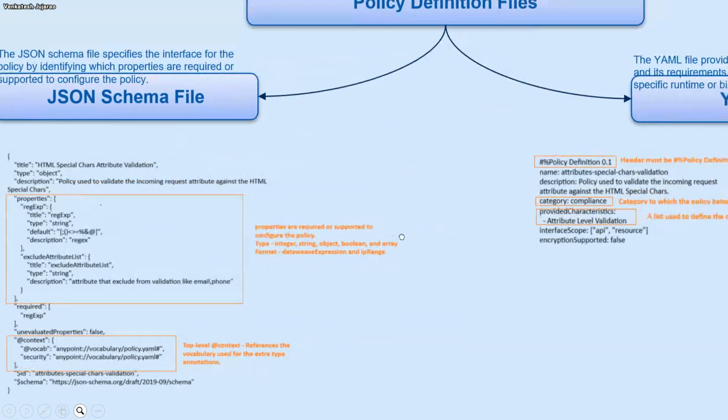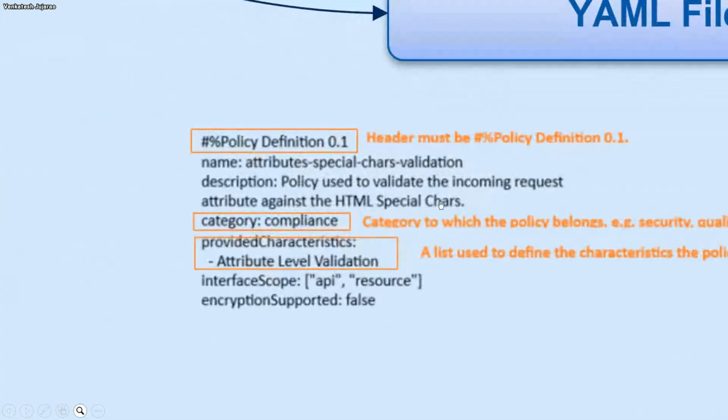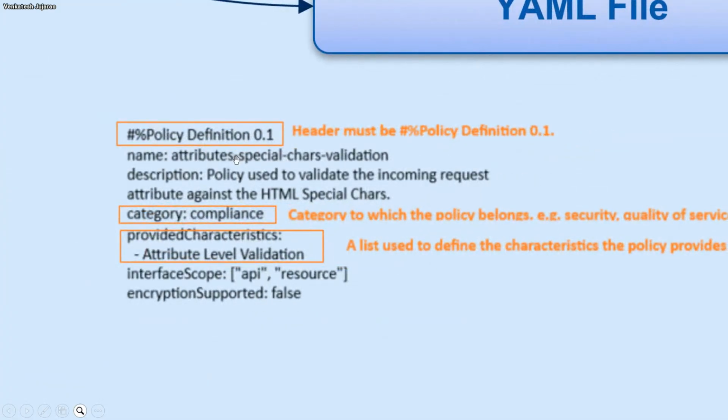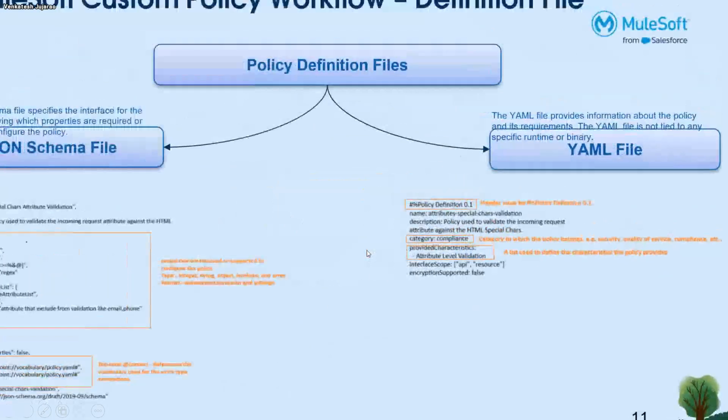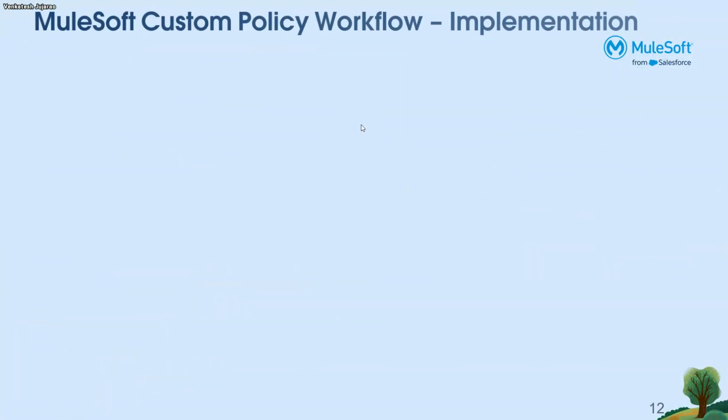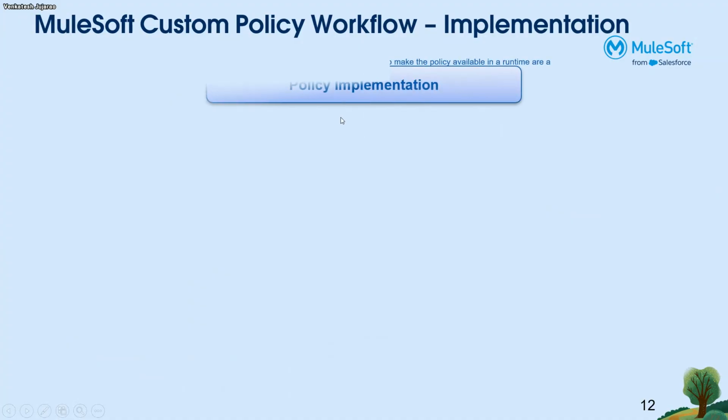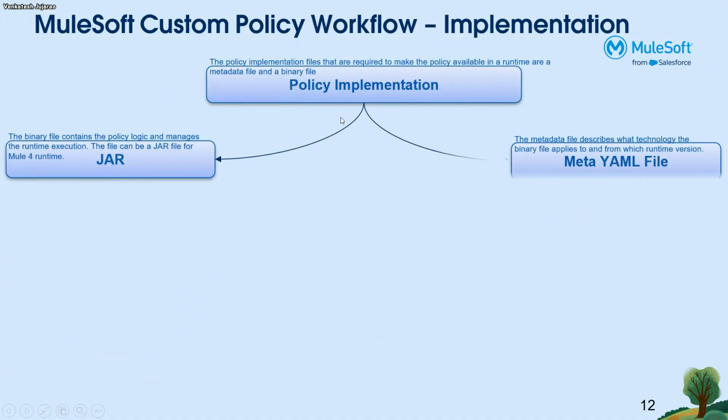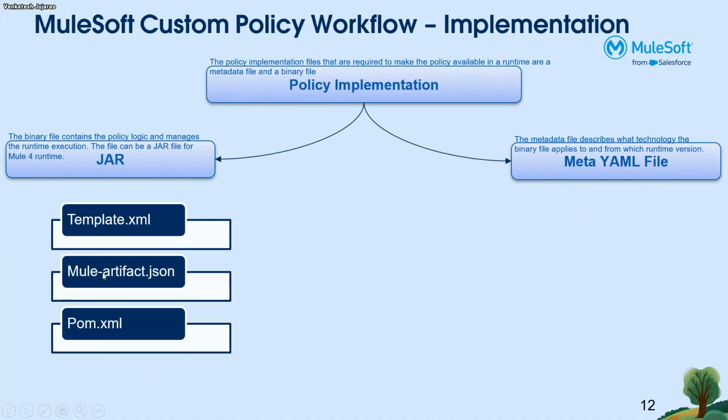Now when we talk about the YAML file, as I said, it will hold the policy related information: the name of the policy, description of the policy, then category, then the interface scope, whether it's API level, resource level, or whether encryption is supported or not. Okay. Now, after that, on the implementation side, as I said, we need two things: a jar, which consists of these three files, and meta YAML.